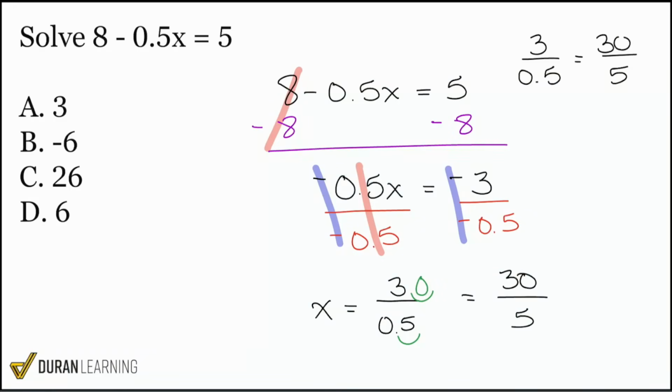Everyone, what is 30 divided by 5? That gives us 6, and that's correct. That's why the correct answer here is answer choice D, 6.